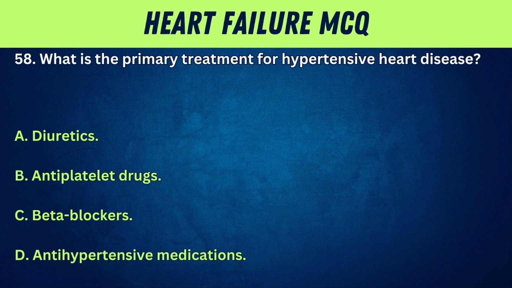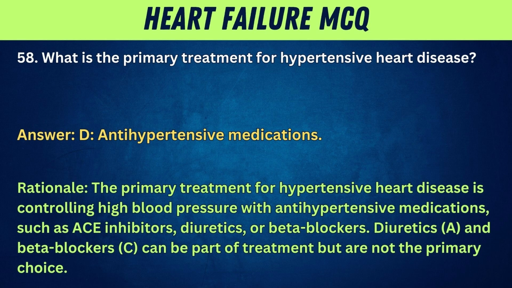58. What is the primary treatment for hypertensive heart disease? A. Diuretics. B. Antiplatelet drugs. C. Beta blockers. D. Antihypertensive medications. Answer: D. Antihypertensive medications. Rationale: the primary treatment for hypertensive heart disease is controlling high blood pressure with antihypertensive medications, such as ACE inhibitors, diuretics, or beta blockers. Diuretics, A, and beta blockers, C, can be part of treatment, but are not the primary choice.